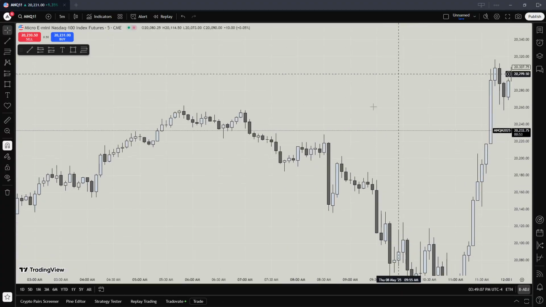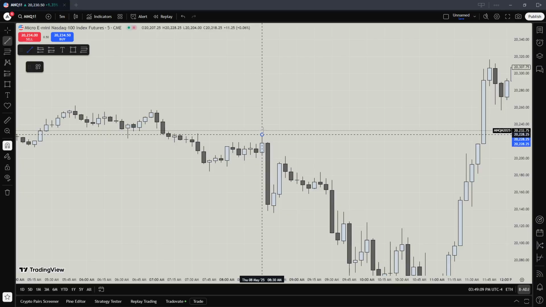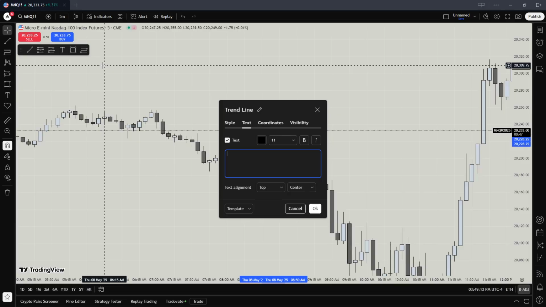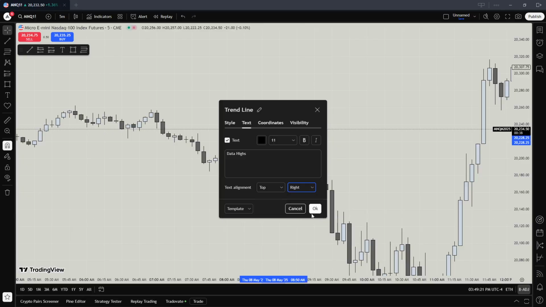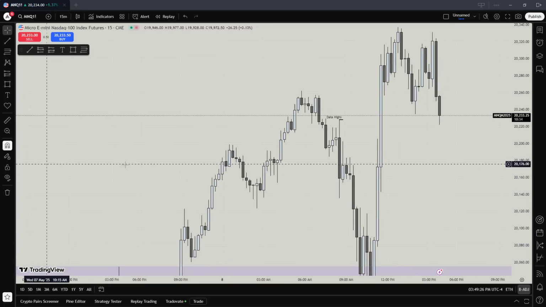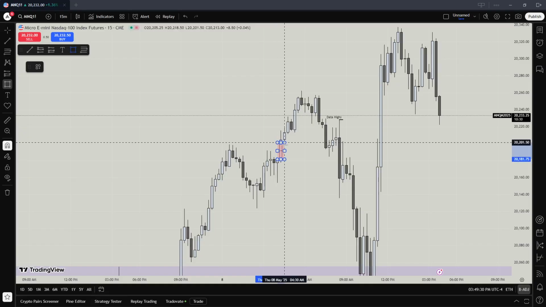So, what was I looking for? We had news at 8:30. I tell myself not to trade prior to market open, right? But we have data highs right here. That was my draw on liquidity. We were coming from, was it a 15-minute or an hourly or something? Yep, 15-minute. 15-minute gap.